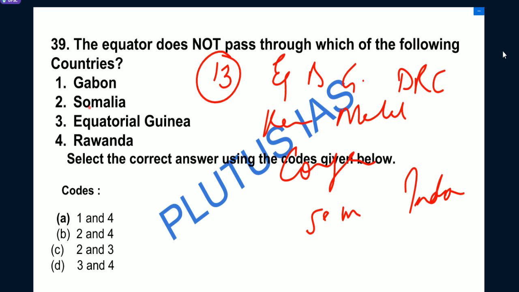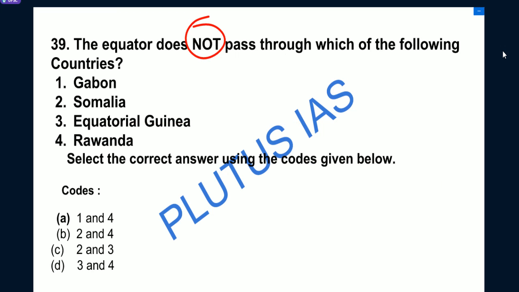So in these, we have not talked about... now select the correct answer using the codes given below. So the answer to this question would be D, 3 and 4, because the question is asking does not pass through. इक्वेटोरियल गिनी से पास नहीं करता एंड रवांडा से पास नहीं करता, गेबन और सोमालिया से तो पास करता है. So answer would be 3 and 4 because they do not pass. ठीक है, ये नोट देखना नहीं भूलना है अपने को, कई बार से कंफ्यूजन हो जाती है.